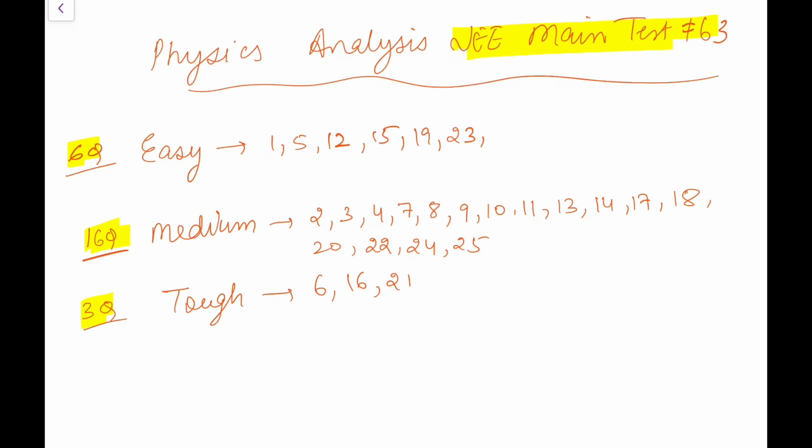All in all, it was not an easy paper. It was not a difficult paper. You can say it could be easily done. So a score of 60 should be achievable, and for very good students again I say 85-90 should be achievable in this paper. So let's start.